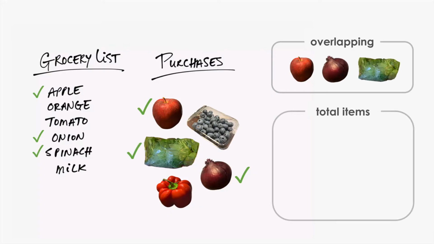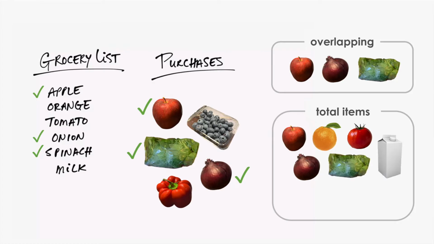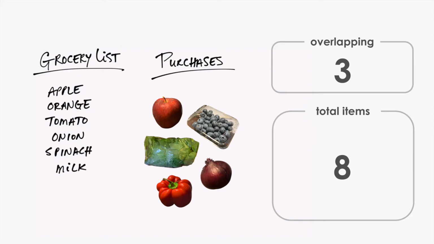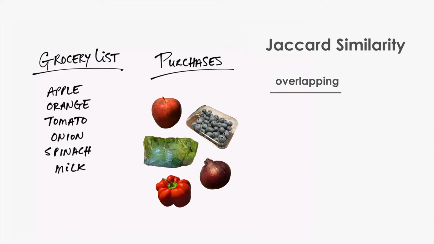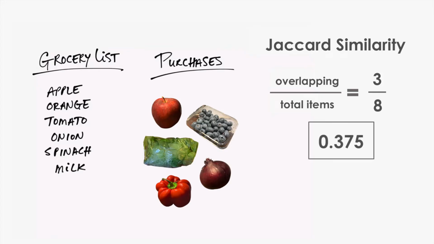For the total items, we have all 6 items on the grocery list, but we also have to include the items that were purchased but not on the list, the blueberries and the pepper. Overall, that's 3 overlapping items and 8 total items. Jaccard similarity is the ratio of overlapping items to total items. Here, that's 3 over 8, or 0.375.